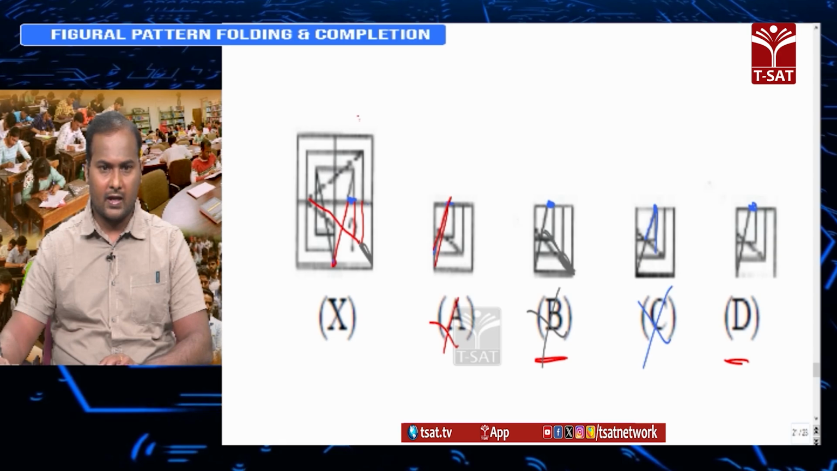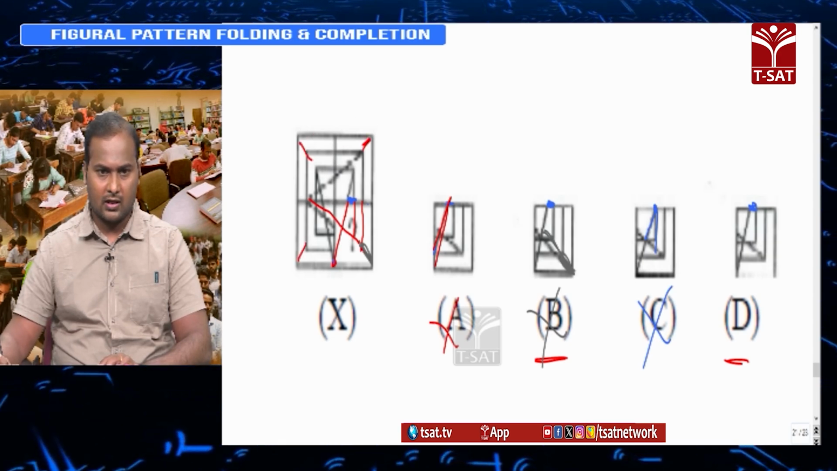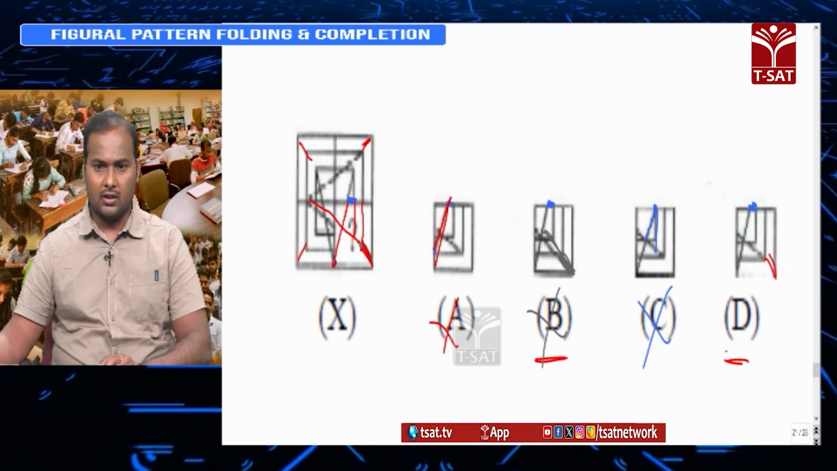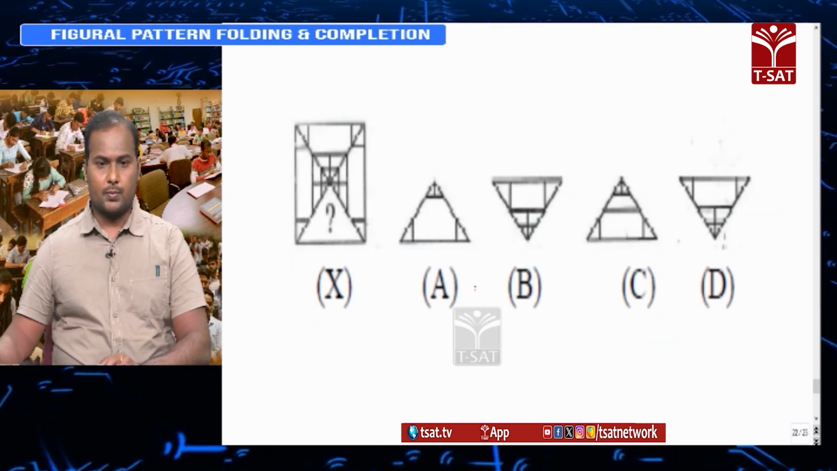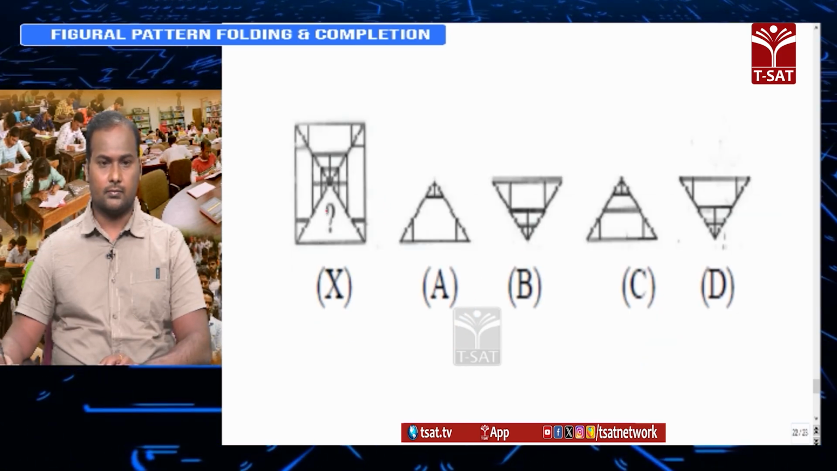There should be a gap. See here, this is the gap. This is the gap. This is the gap. So obviously, here I should also get some gap. This gap can be clearly seen in option D. So my answer becomes option D. So which option, A, B, C, D, you fill it so that you will get the complete answer.